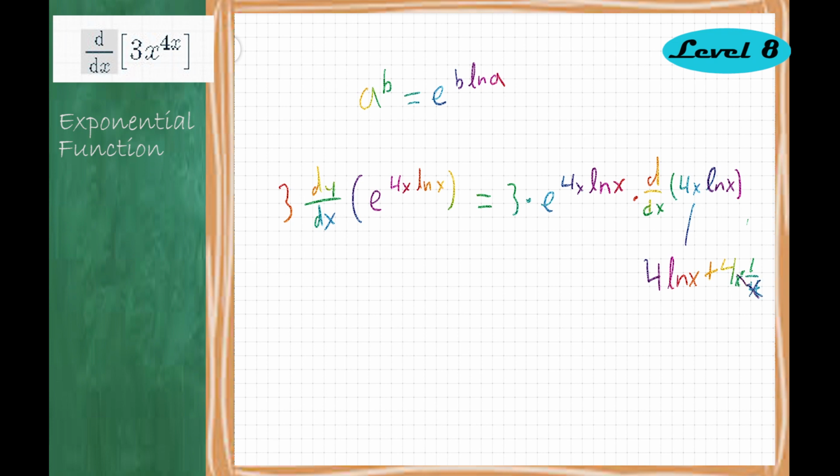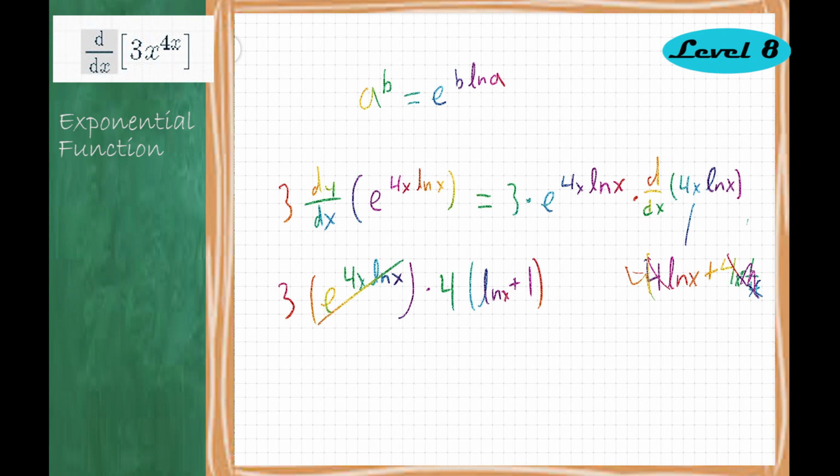So now we can do quite a bit of rearranging. Not quite a bit, actually very little. It's just 3 times e to the 4x ln x times the derivative we found here, and we'll take the 4 out actually, so it's 4 times natural log x plus 1. And now we can simplify. I'll combine the 3 and 4. It's 12.